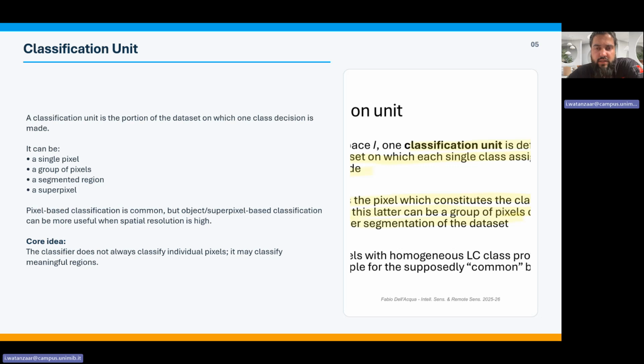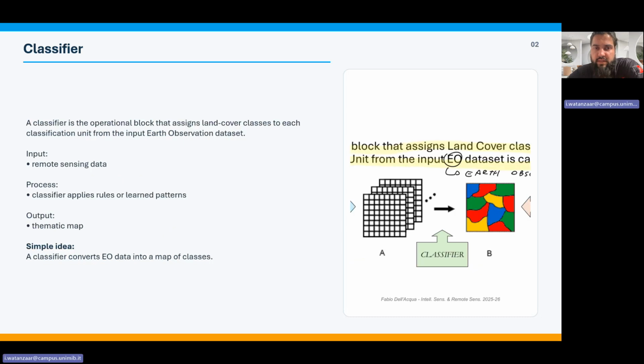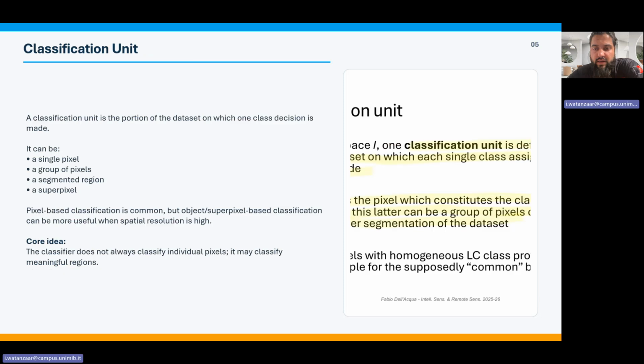As I said initially, the classifier is the operational block that assigns land cover classes to each classification unit. The land cover classes are assigned to each classification unit from the operational block, and for what? From the input or the observation data set. Now here, the classification unit is a part of the classifier. A classification unit is the portion of the dataset on which one class decision is made. So actually here the decision being made is which class the input sensed data now belongs to.